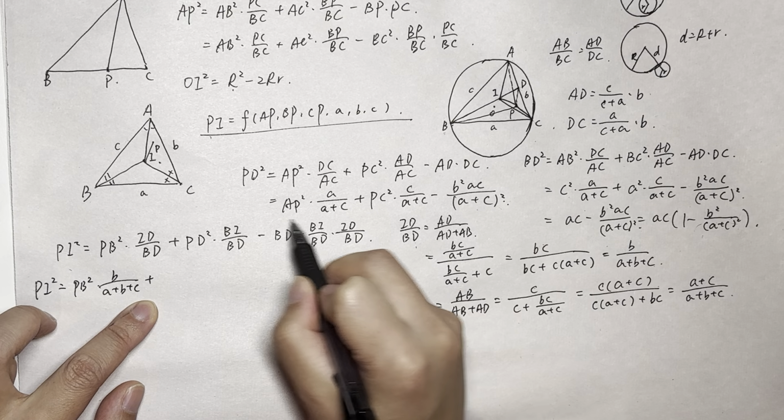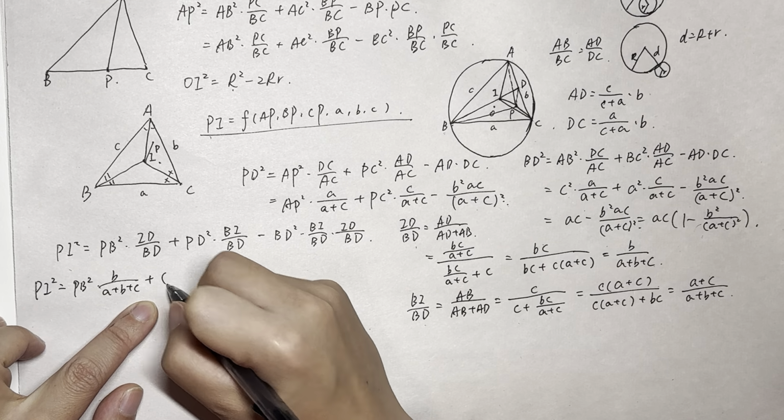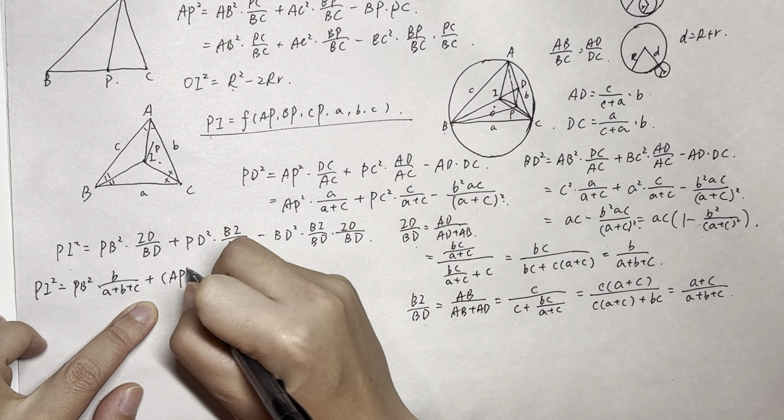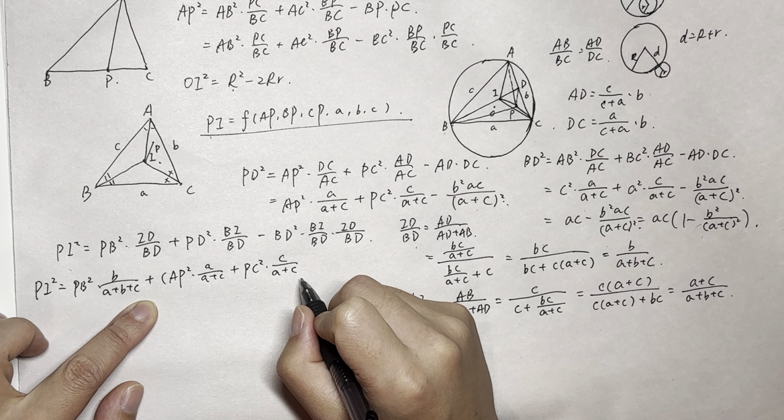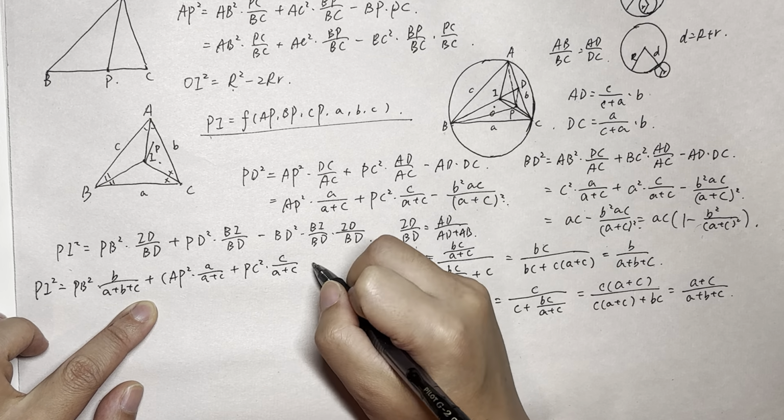It's here, right? So it's AP square times A to A plus C, plus PC square times C to A plus C, minus B square AC to A plus C square, right? That is PD square times BI to BD. BI to BD is here, A plus C to A plus B plus C, right?